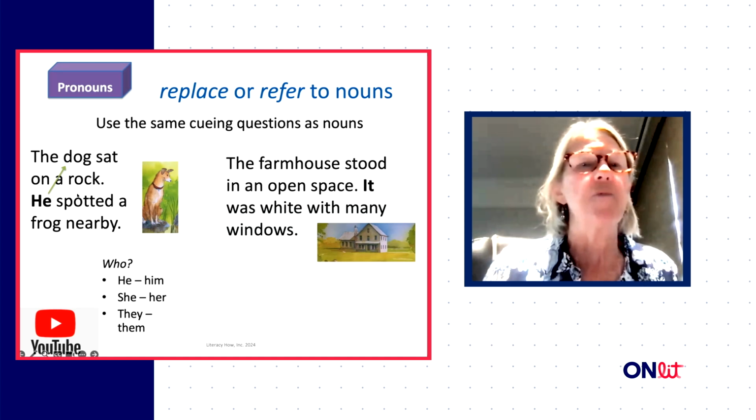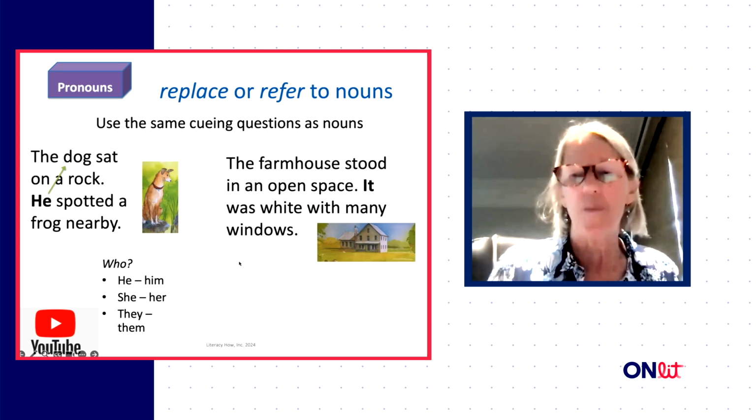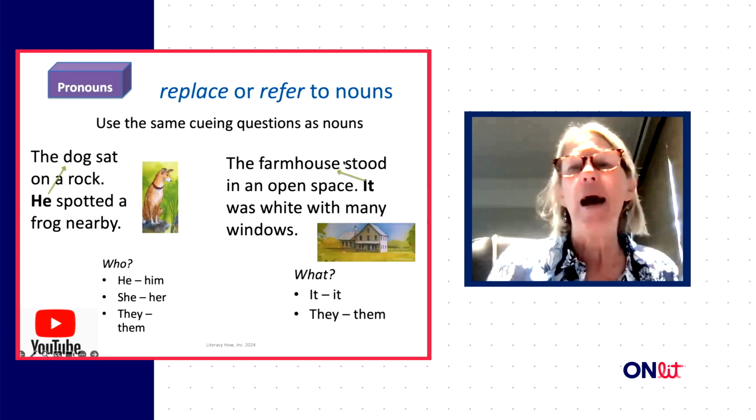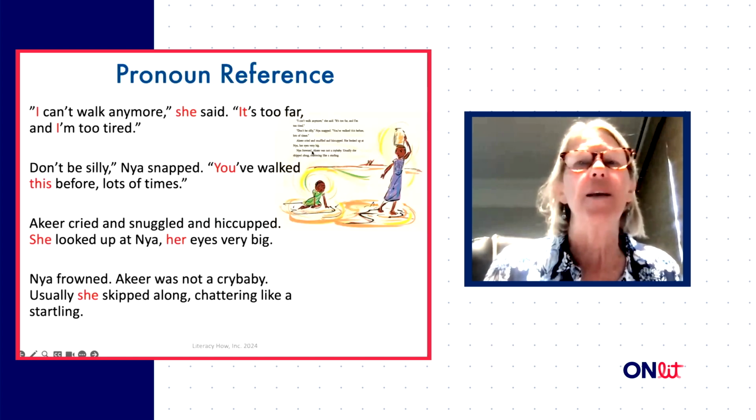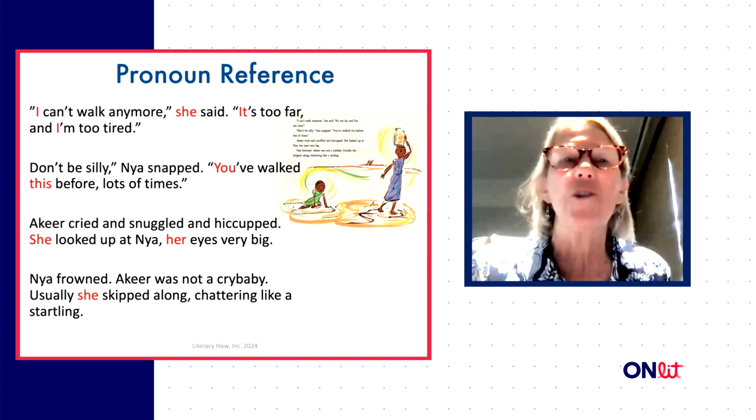The dog sat on a rock. Who's he? He is the dog, right? The farmhouse stood. What was white? It was the farmhouse. So we can have them put an arrow back to the noun that the pronoun is referencing. And just to give you some text from Nya's Long Walk that I showed you earlier, look at all the pronouns on this one page.